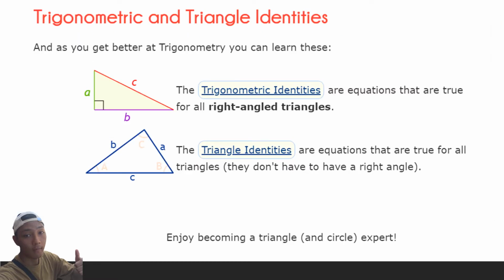As you get better at trigonometry, you can learn the trigonometric identities and triangle identities. The trigonometric identities are equations that are true for all right angle triangles. The triangle identities are equations that are true for all triangles. They don't have to have a right angle.